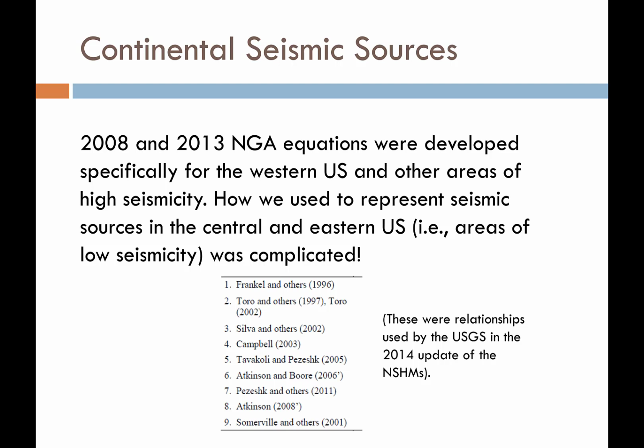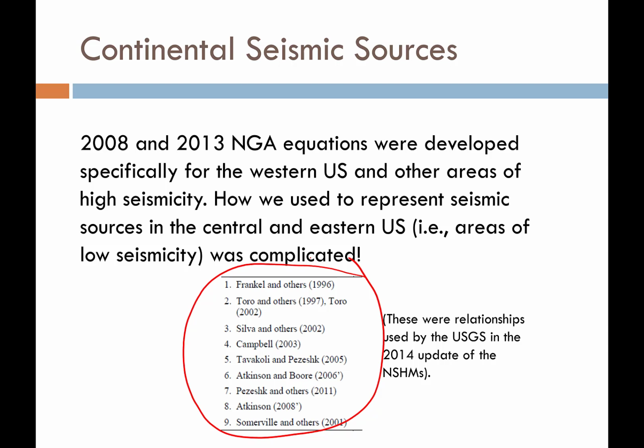Traditionally, seismologists and engineers applied a very complex recipe of numerous ground motion prediction equations, all of them weighted differently, to try to predict continental sources. And why would that be? Why have such a complicated recipe?